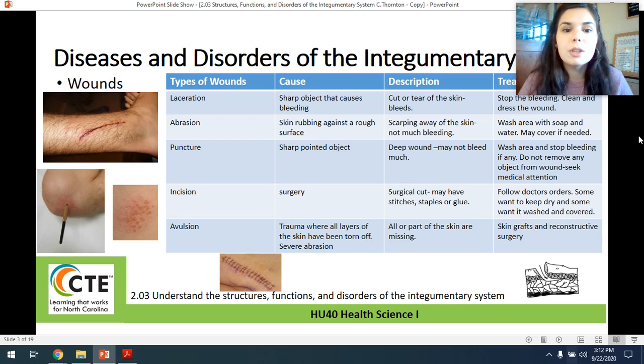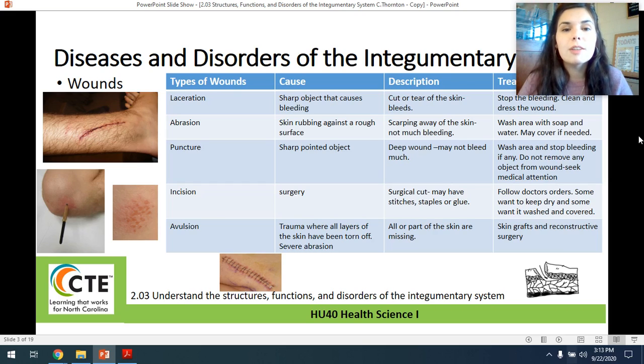A puncture wound is usually caused by a sharp pointed object like scissors or a knife or a pencil or a nail. And this might be a deep wound that may not actually bleed very much because of the shape of a puncture. The best treatment for a puncture would be to wash the area and stop the bleeding if there is any, but do not remove any object from the wound. If there is an object implanted, then you should seek medical attention right away.